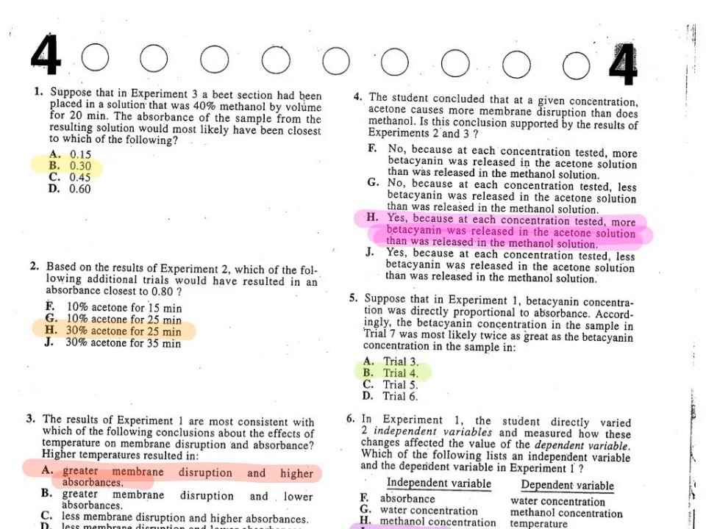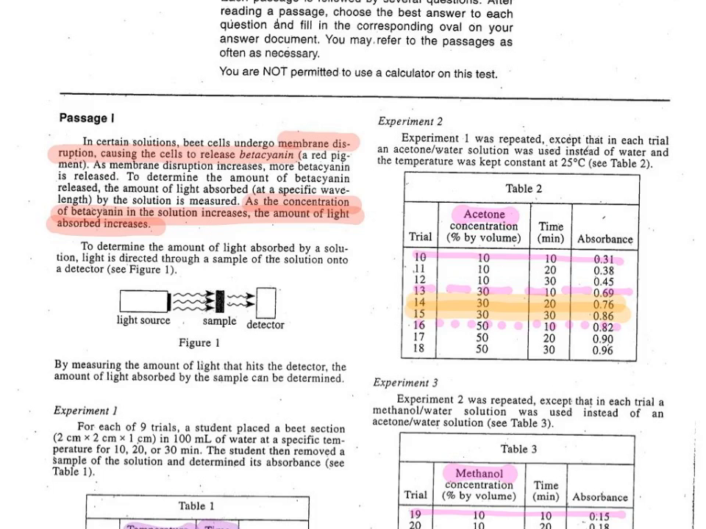Question number 2 asks us about experiment 2. Which of the following trials would give us an absorbance closest to 0.8? So we go back to experiment 2, and I scan through the absorbances and try to find ones that are close to 0.8. Here I notice I have one at 0.76, one at 0.86, and then one at 0.82.